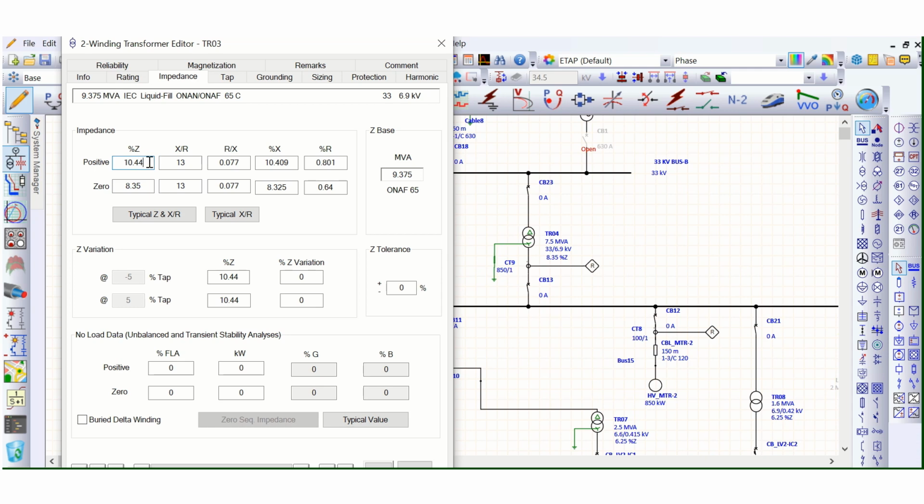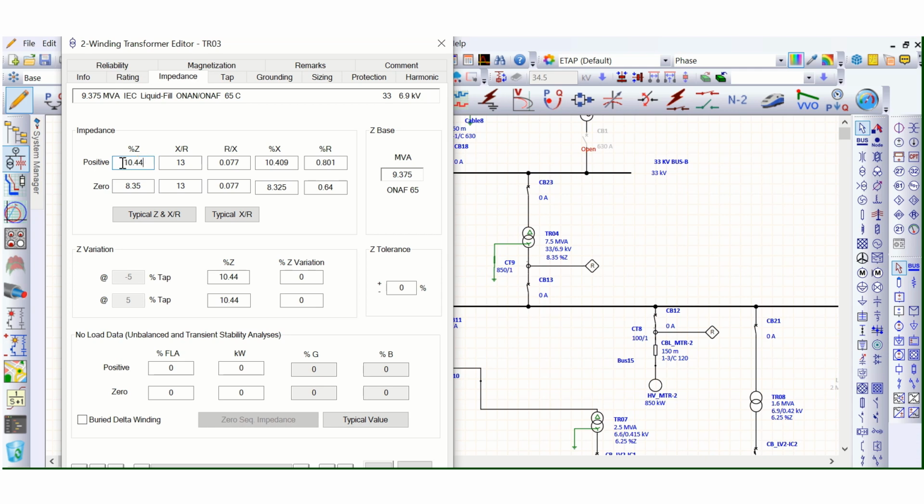Let's say in the data sheet you can find that this ONAF transformer impedance is 10.44%. But in the data sheet, it is the design value. After completion of the manufacturing, the transformer test value, based on the transformer losses, the actual percentage impedance may be something plus minus. That depends on the IEC tolerance, so it should follow the IEC tolerance. So that will not be the actual value, 10.44%. There will be some plus or minus, considering the IEC tolerance.